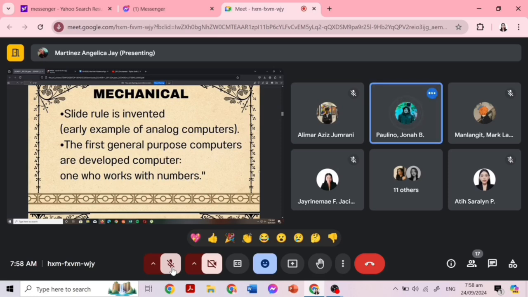A slide rule is invented, an early example of analog computers. The first general purpose computers are developed. Computers work with numbers.